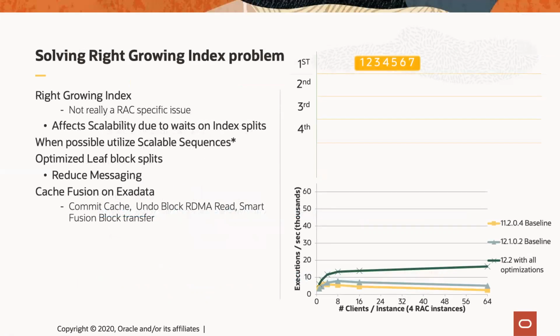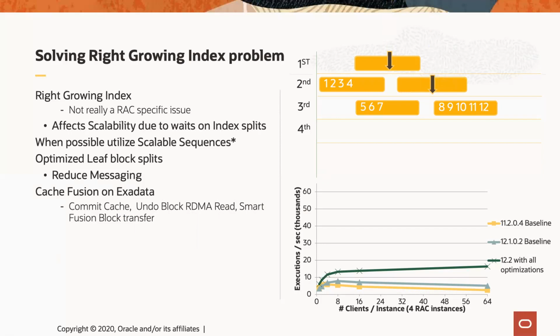The right growing index problem is a typical problem in single instance and in RAC. What is the right growing problem? Essentially, when you have a sequence that starts from 1 to whatever, as we insert more and more rows, what would happen, as you can see from the animation, is that we keep breaking the block into multiple blocks, multiple times. So you can see that in order to get to block number 11, we have to go through this number of blocks, because these blocks are growing on the right hand side too much. This is not really a RAC issue, but you can see that some of this affects scalability.